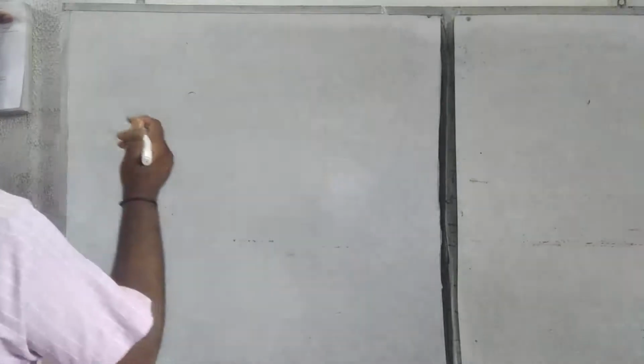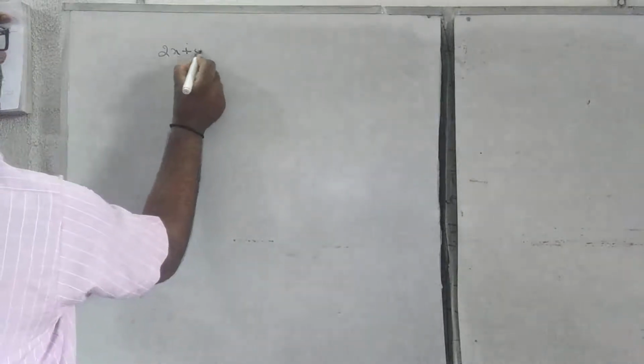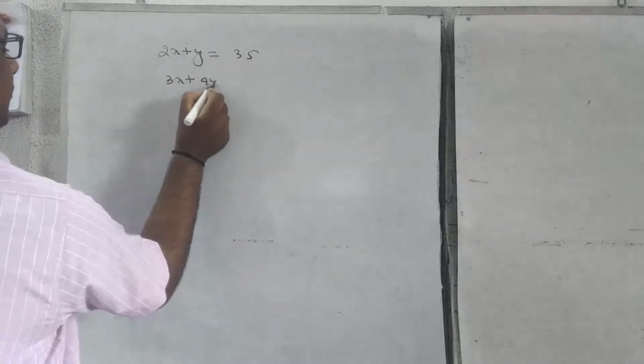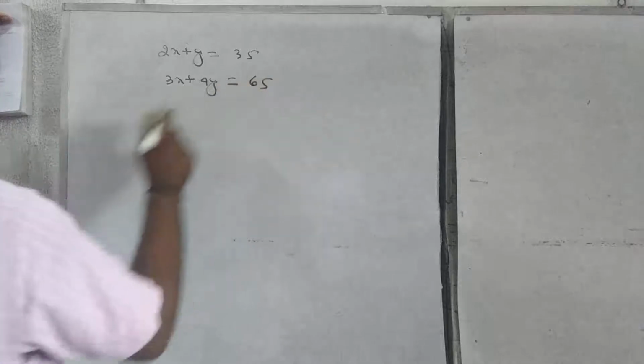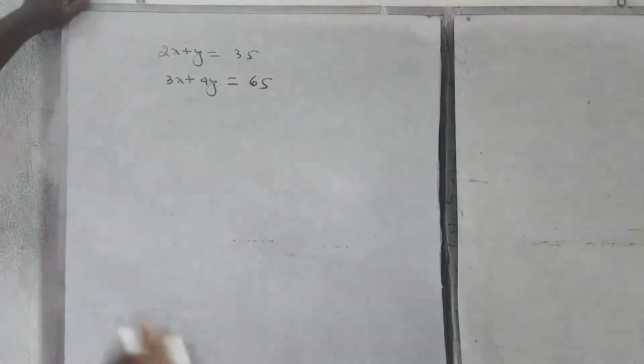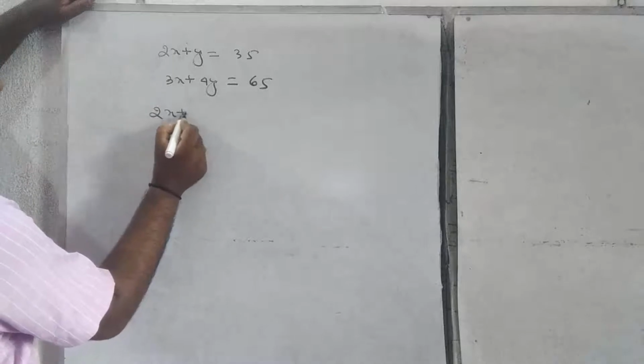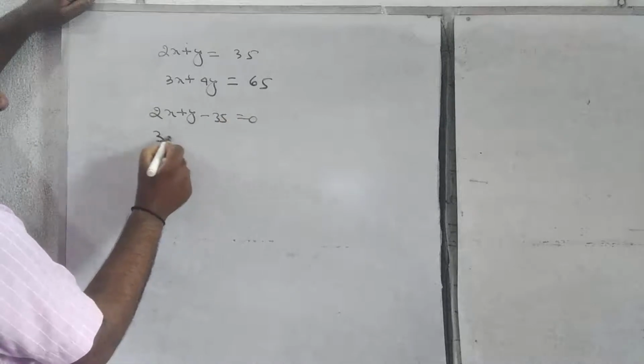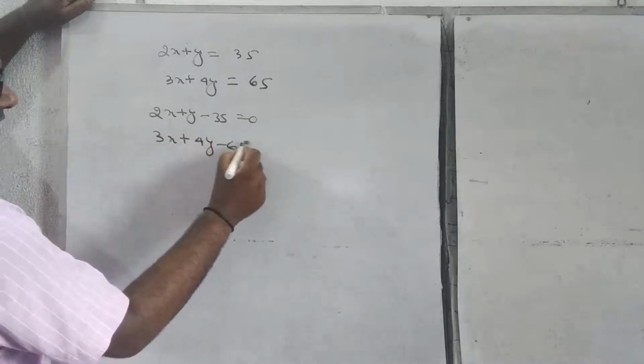Suppose we have to solve 2x plus y is equal to 35 and 3x plus 4y is equal to 65. Now first of all we must write this equation in standard form. So bring the constant to the left hand side: 3x plus 4y minus 65 is equal to 0.